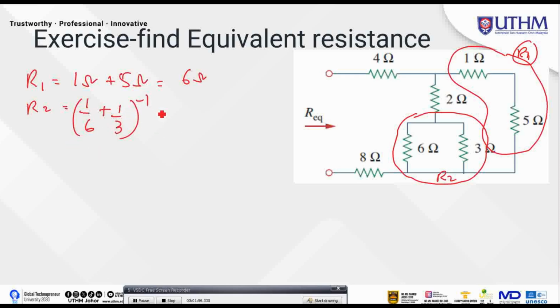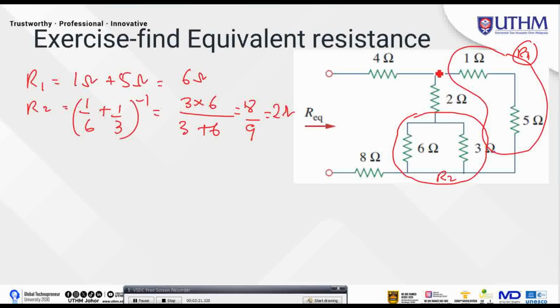or 3 times 6 over 3 plus 6. So this will be 18 over 9, or 2 ohm. So we got 2 ohm. So for R2 it will be 2 ohm.